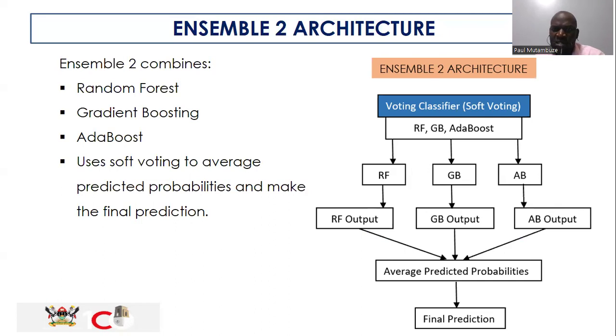So we know the random forest can help us reduce overfitting. The gradient boosting iteratively improves performance, and of course the ADA focuses on difficult-to-classify instances. So that is the architecture for the second ensemble.